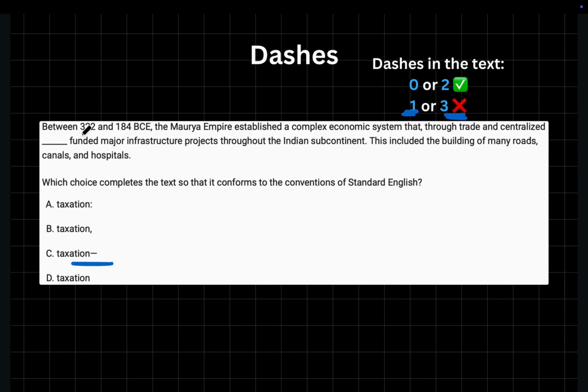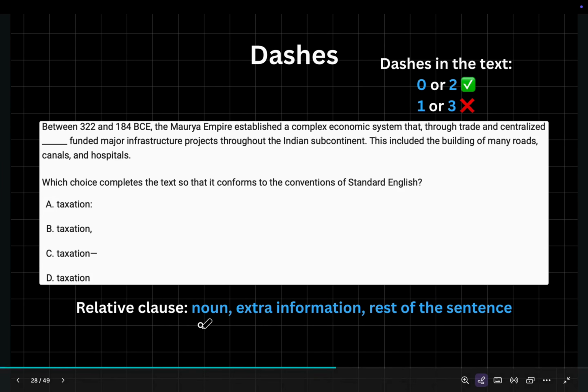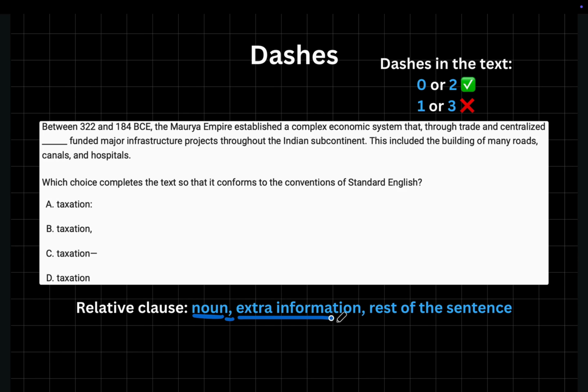Between 322 and 184 BCE, the Maurya Empire established a complex economic system that, through trade and centralized taxation, funded major infrastructure projects throughout the Indian subcontinent. Okay, you might have noticed that within the blank there is a relative clause. A relative clause is basically a noun or a noun phrase plus comma plus extra information or non-essential information plus comma again plus the continuation or the rest of the sentence.